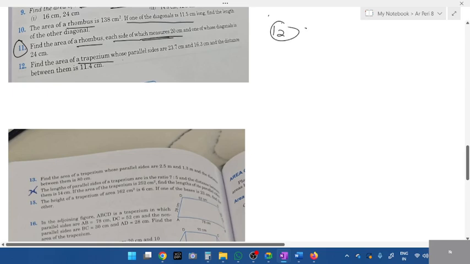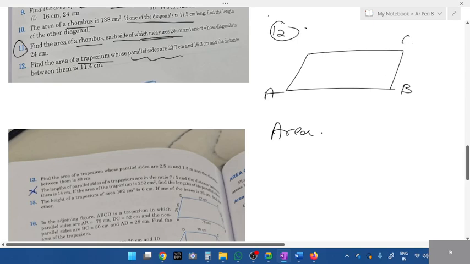Trapezium question. What do we need to find in a trapezium? Read this question. Area. Find area of a trapezium whose parallel sides... So just draw this diagram like this. In the working column, what are the values of the parallel sides, students?